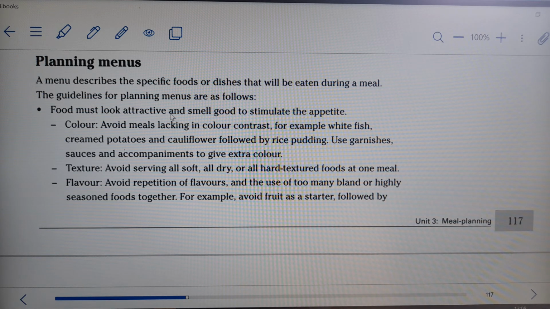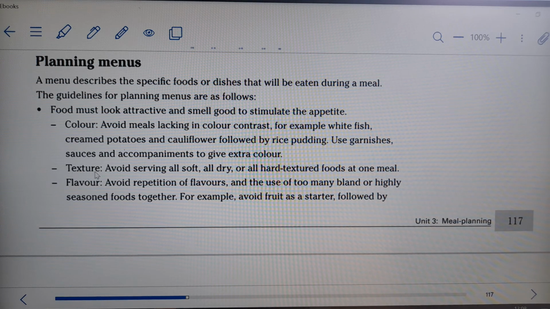Food must look attractive and smell good to stimulate the appetite. Color: avoid meals lacking in color contrast, for example, white fish, creamed potatoes, and cauliflower followed by rice pudding. So you see in this plate, everything is white. Use garnishes, sauces, and accompaniments to give extra color.